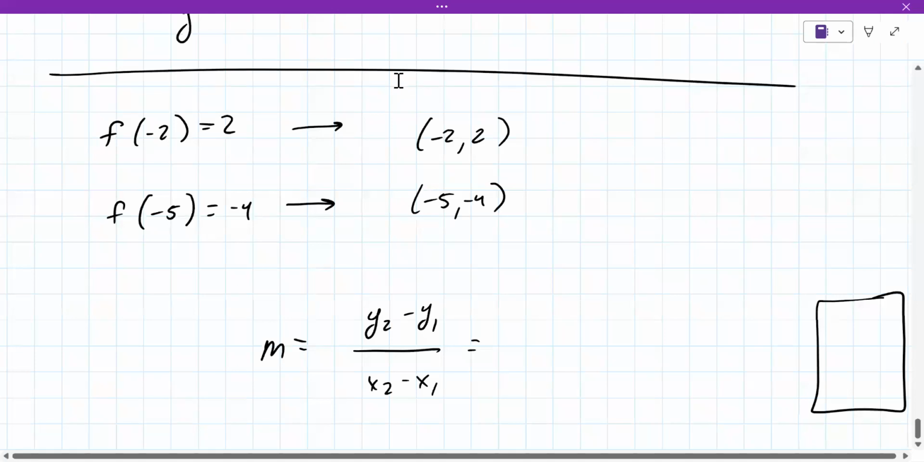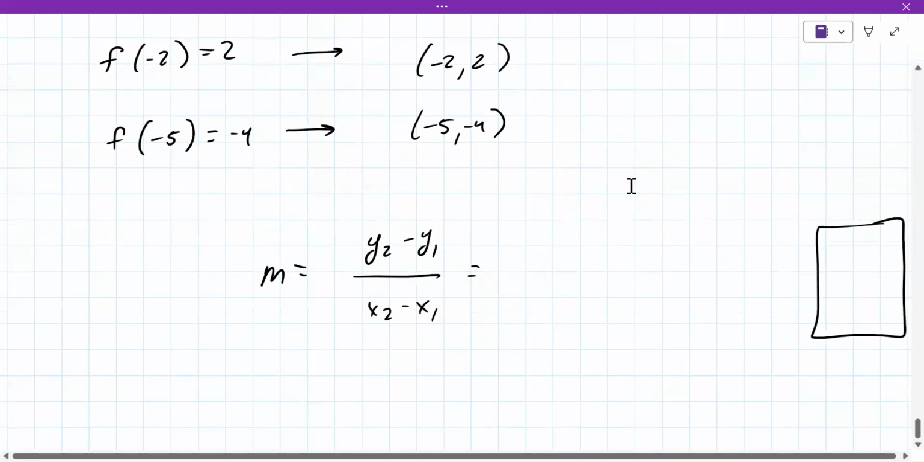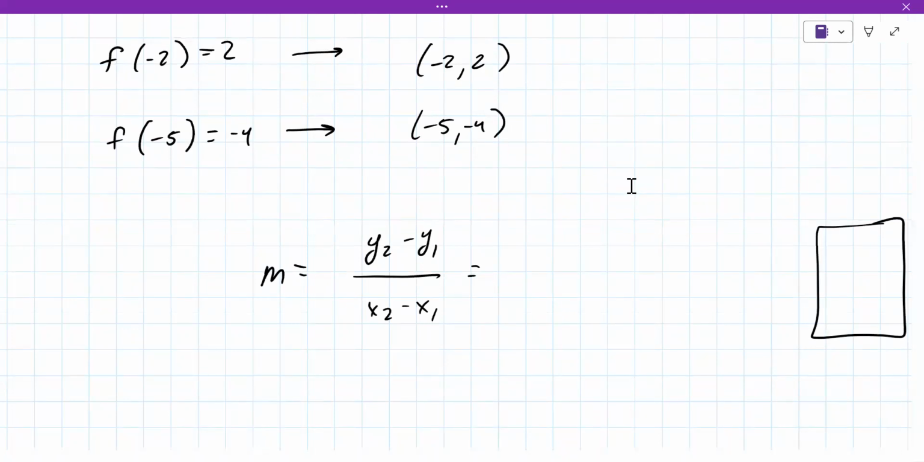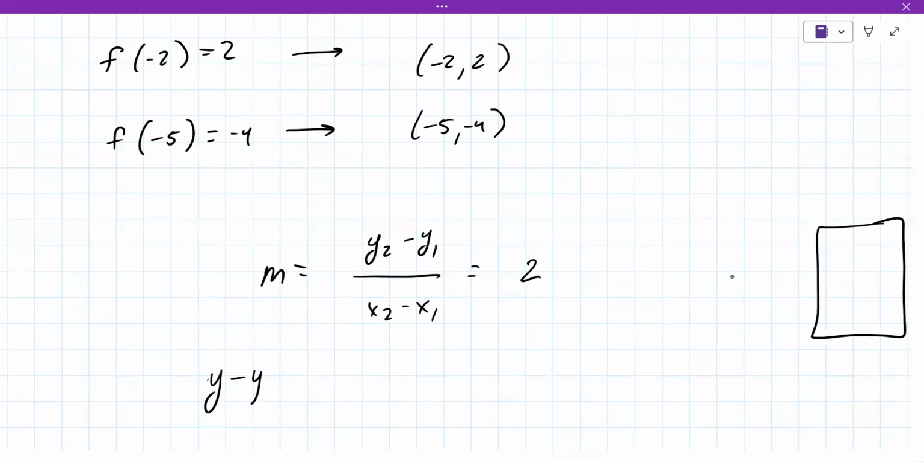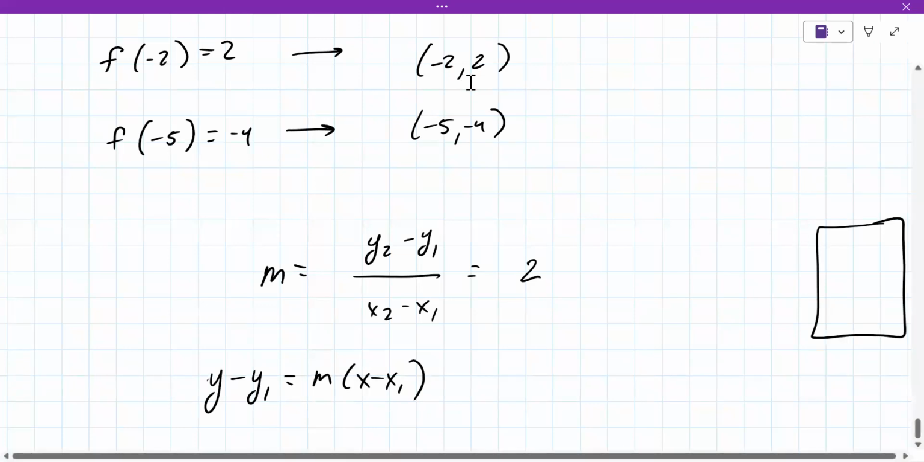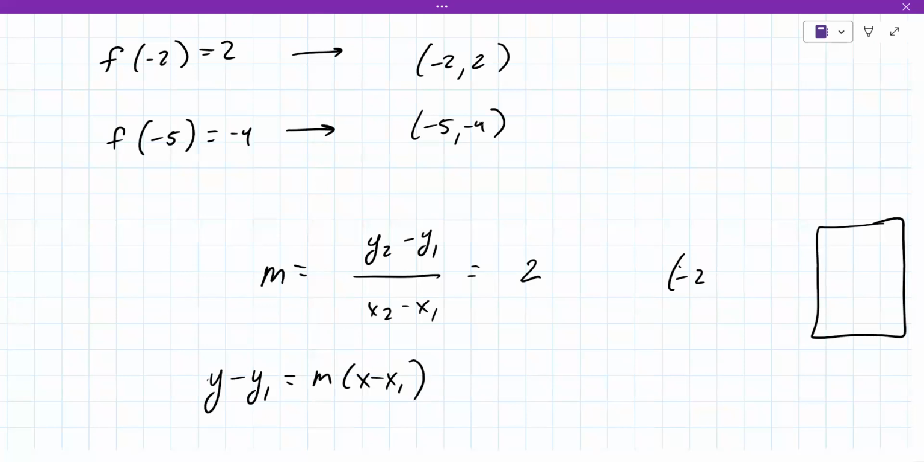Would it be -6 over -3? Just want the final answer. You're very close. Keep going. And then that would equal +2. Yes. So your slope is 2. Good. So again, for point slope form, y minus y1 equals slope times x minus x1. Do you want to use the first point or the second point? First point. Okay, so let's use that first point, -2, comma 2.